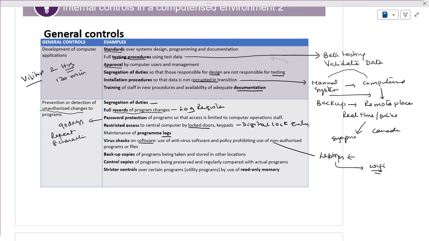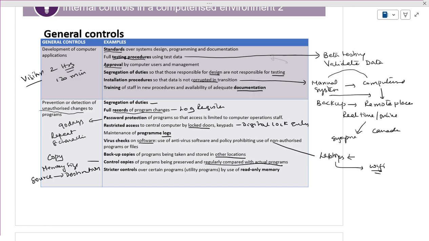Backup copies are taken in other locations; I told you, in remote locations. Control copies of programs are preserved and regularly compared with the actual programs. Control copies means we are copying the file, and there are so many ways of checking. We will see whether the memory size is the same for source and destination. There are other ways also, like how many words are in the source and how many in the copy. We will take all the precautions.